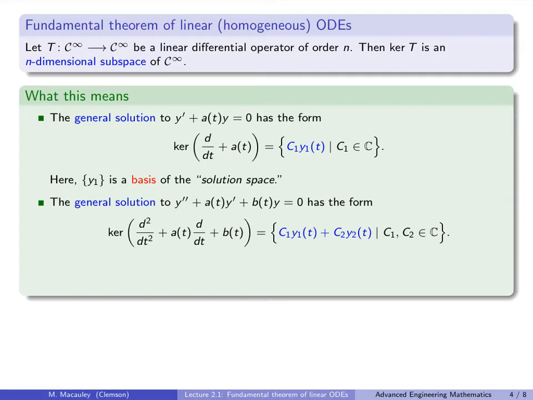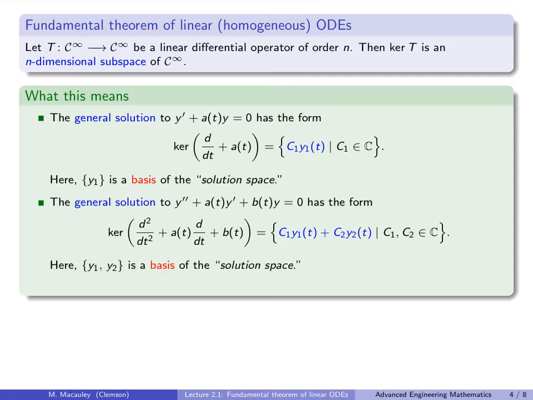is just the kernel of the corresponding linear differential operator, d squared over dt squared plus a of t d/dt plus b of t. By the fundamental theorem, that is a two-dimensional subspace, which means it has a basis consisting of exactly two elements. Remember that the dimension of a subspace is equal to the number of elements in its basis. This means that there are two functions, y1 and y2, such that every single solution is of the form c1 y1 plus c2 y2.